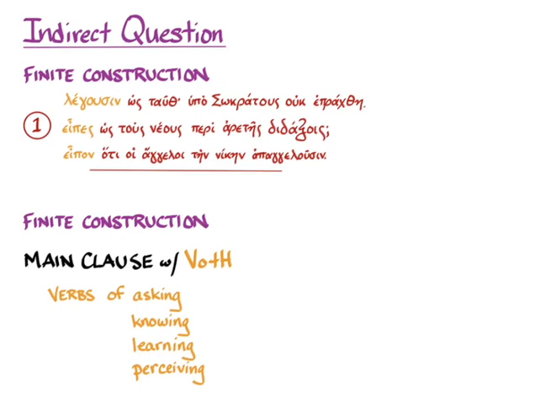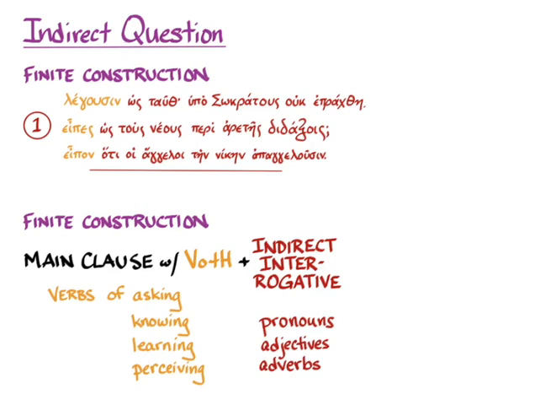Indirect questions actually happen in quite a lot of situations, not just with verbs of actual asking. So you'll have an introductory clause with a verb of the head of one of these sorts. And then instead of introducing the indirect question with hoti or hos, the way we do with indirect statement finite construction, we're going to have an indirect interrogative, which is why you bothered to learn hostis, hetis, ho ti, and why you just spent time learning about all of those correlative pronouns, adjectives, and adverbs. One of those forms was always an indirect interrogative, which is what you're going to need here.